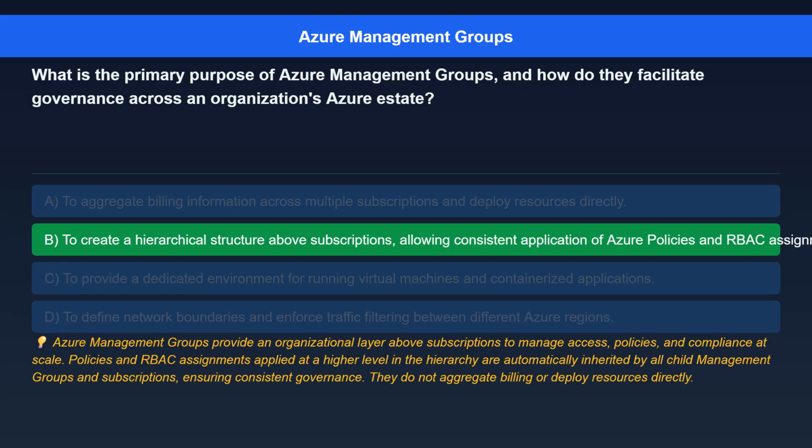The correct answer is to create a hierarchical structure above subscriptions, allowing consistent application of Azure policies and RBAC assignments that automatically cascade down. Here's the explanation. Azure Management Groups provide an organizational layer above subscriptions to manage access, policies, and compliance at scale. Policies and RBAC assignments applied at a higher level in the hierarchy are automatically inherited by all child management groups and subscriptions, ensuring consistent governance. They do not aggregate billing or deploy resources directly.